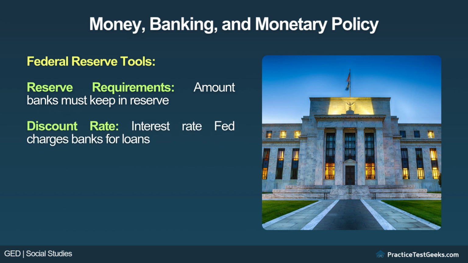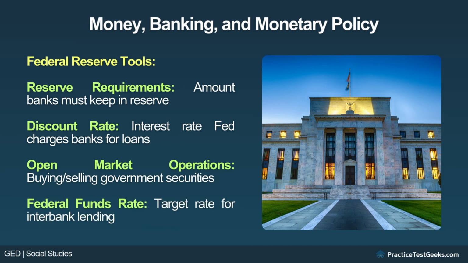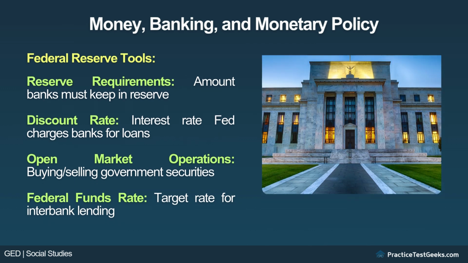Discount rate. This is the interest rate the Fed charges banks for short-term loans. A lower rate encourages borrowing, a higher rate discourages it. Open market operations. The Fed buys or sells government bonds to increase or decrease the money supply in the economy. Federal funds rate. This is the target interest rate for lending between banks, which influences many other interest rates in the economy. Each tool plays a strategic role in shaping overall economic conditions.